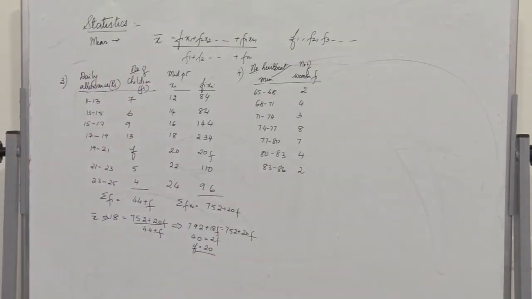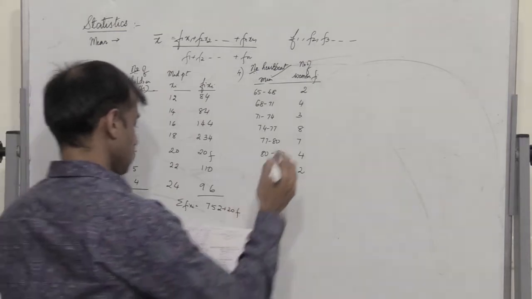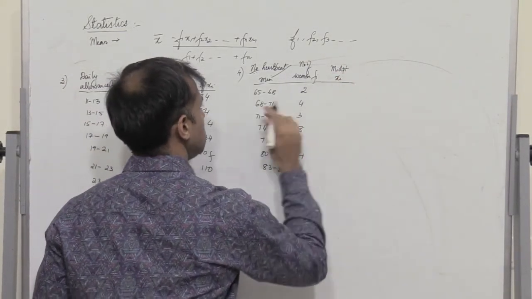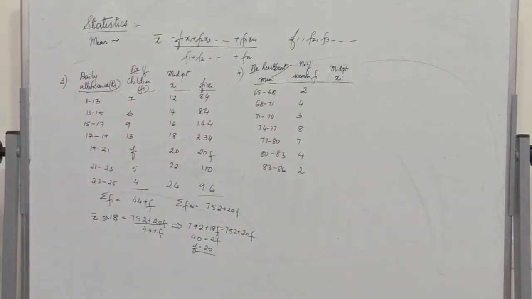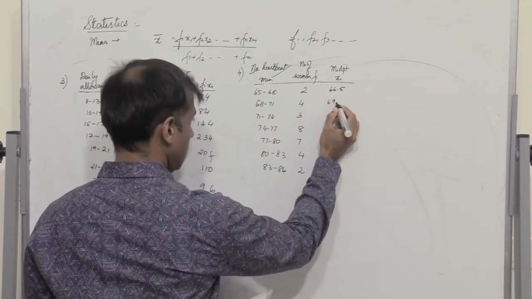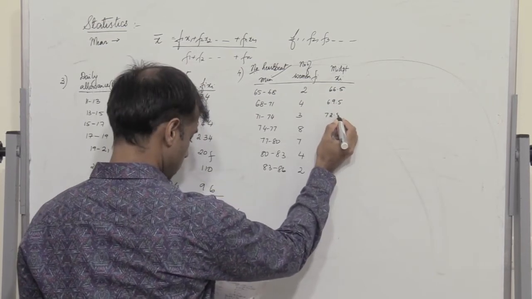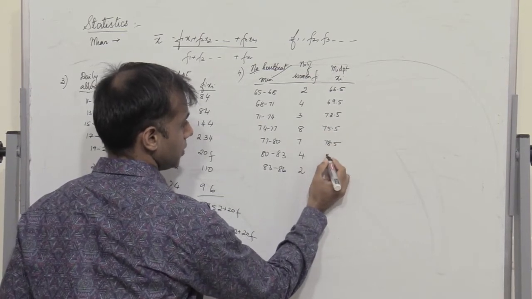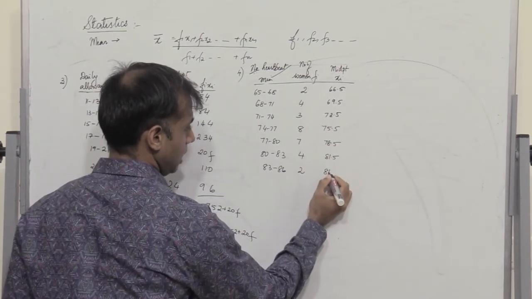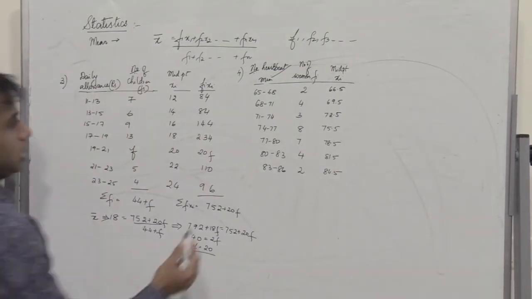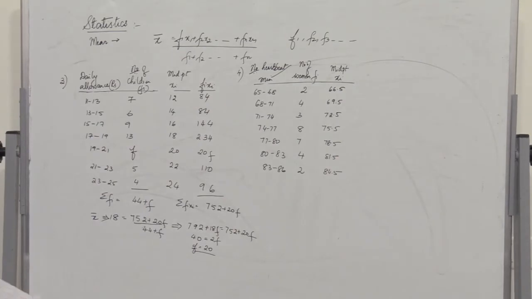As usual, we need to find the midpoint. The midpoint xi is 65 plus 68 by 2, which is 66.5. So this is 66.5, this is 69.5, this is 72.5, 75.5, 78.5, 81.5 and 84.5. So how do we get these midpoints? We need to add these two and divide by 2. We get the midpoints here.